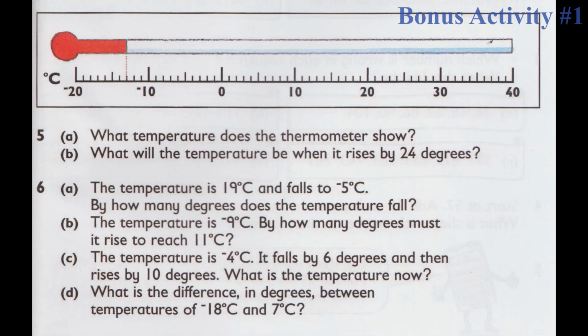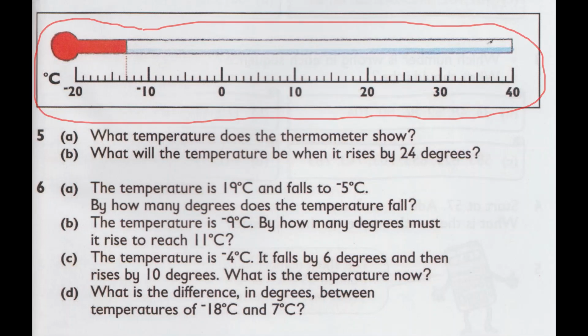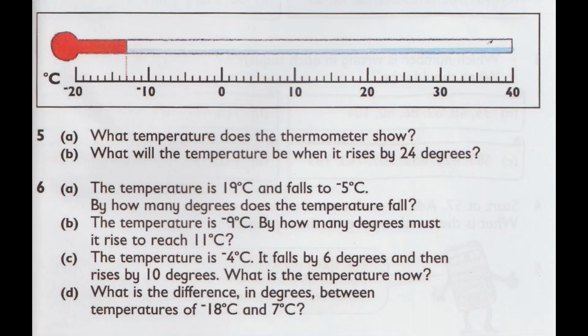Here's the first bonus activity. Again, we're working with number lines with both positive and negative numbers. As you can see, we're using a thermometer, so we're going to be talking about temperature. Now, if you're not comfortable with reading a thermometer and you want to see something more specific, please send me a message and we can make an arrangement. But to be perfectly honest, the only difference between this and the previous example is that there's a thermometer with a temperature on it.